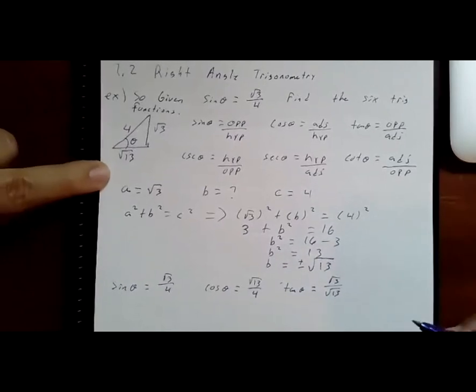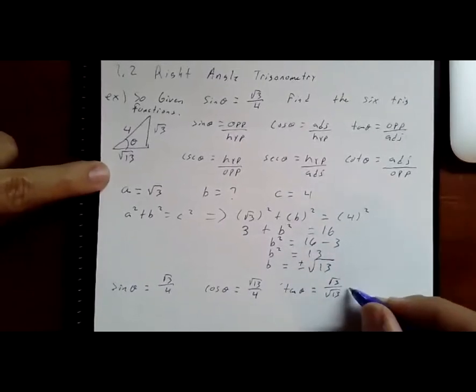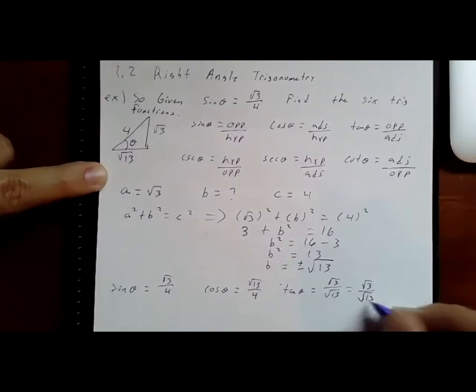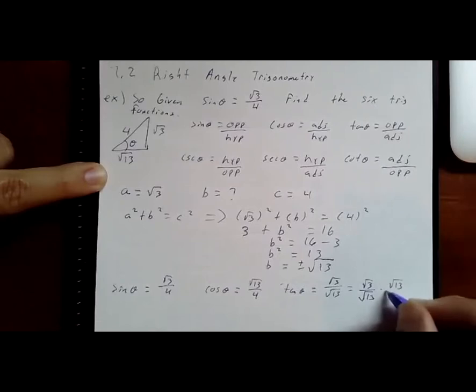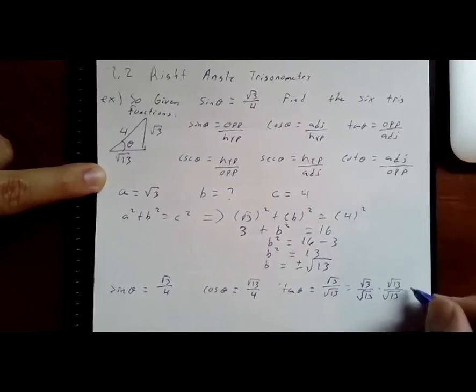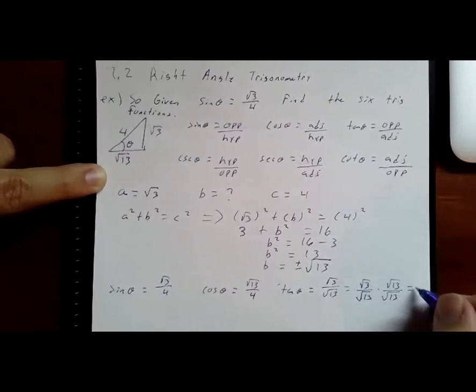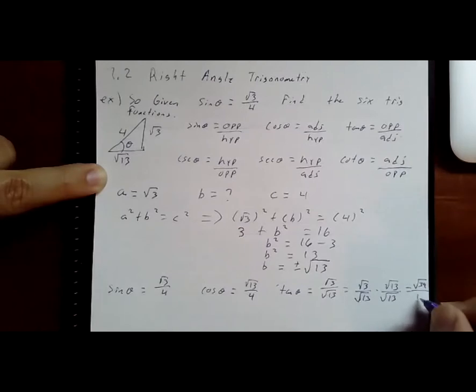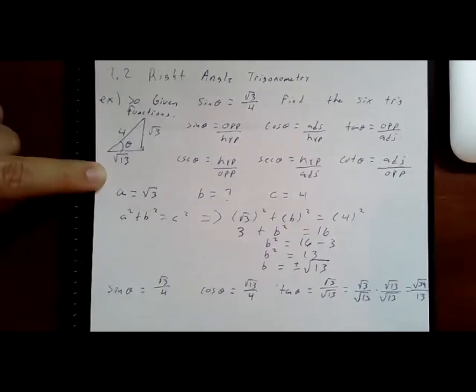Although they might not like that radical, so you have to multiply the top and bottom by the denominator. Do you remember rationalizing the denominator? That would give you 3 times 13, which is what? 39 over 13. Technically, this answer is right, but if they want you to rationalize, or if they don't accept this, then you'll have to rationalize like this.